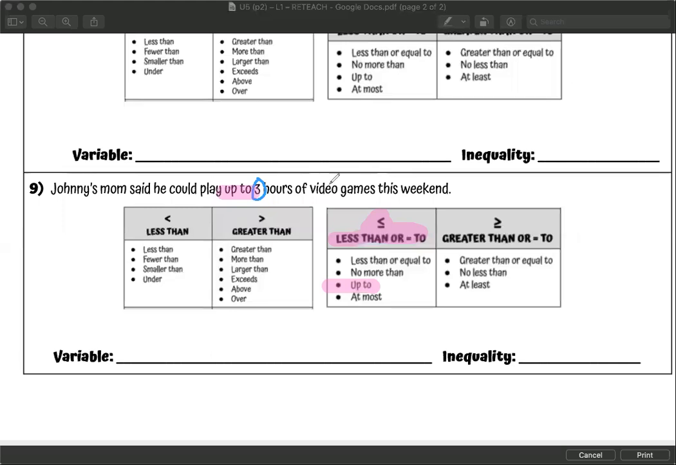Now let's pick a variable. So Johnny's mom said he could play up to 3 hours of video games. So we're specifically talking about the amount of hours. So H equals the number of hours. I'm going to start my inequality with the variable H. I'm going to plug in the symbol that we found, which is less than or equal to, and the amount is 3. And that is it.